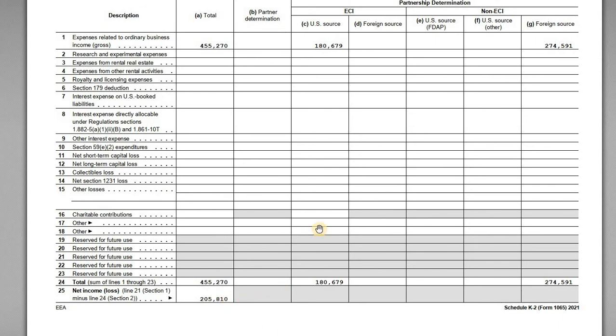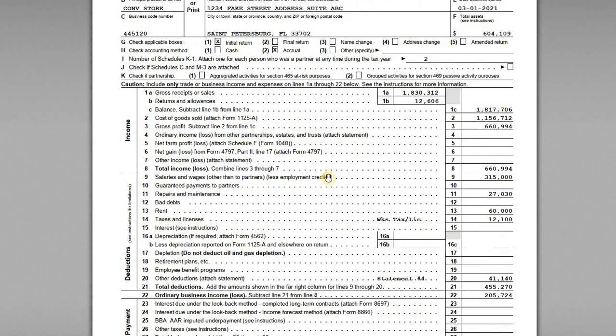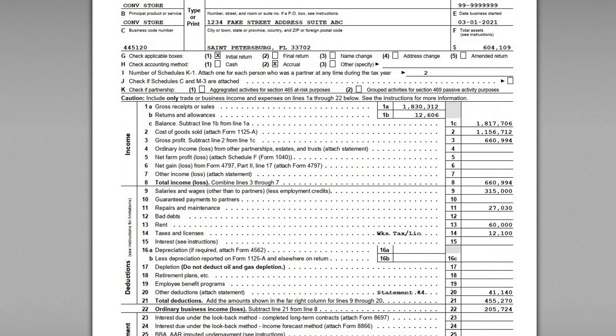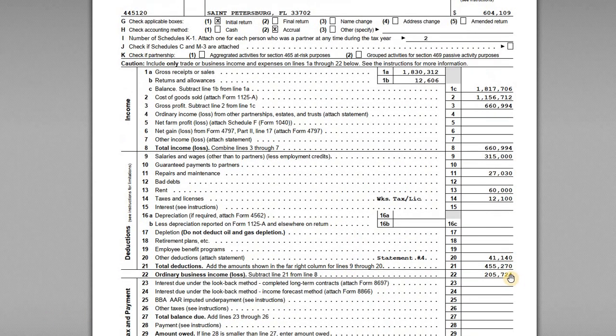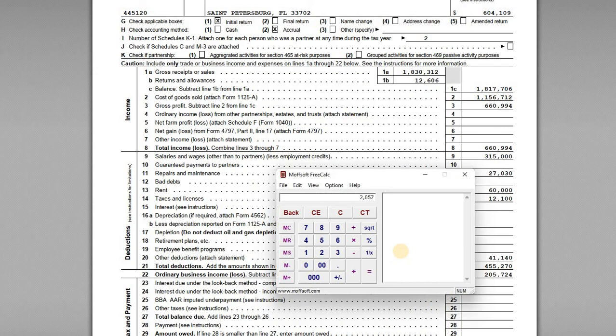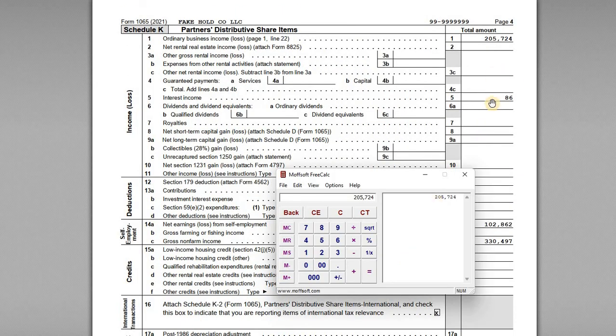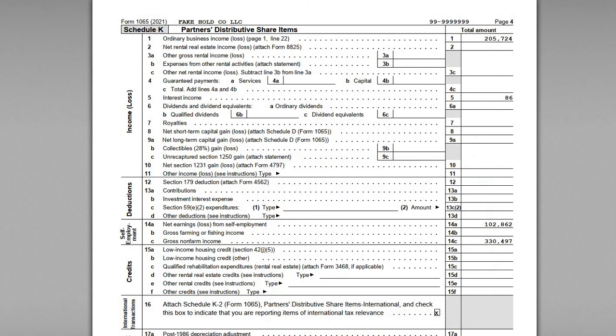Where do we see that number? Jump all the way up to the 1065, page 1. We can see here we have $205,724 in ordinary income. And then if we take that number and add the interest income here on line 5, there's our total. So 205,810, that's the total amount of income that's being run through the group. And so that's what's being reported on those schedules.